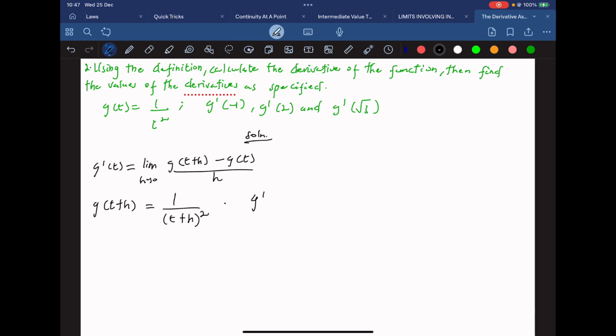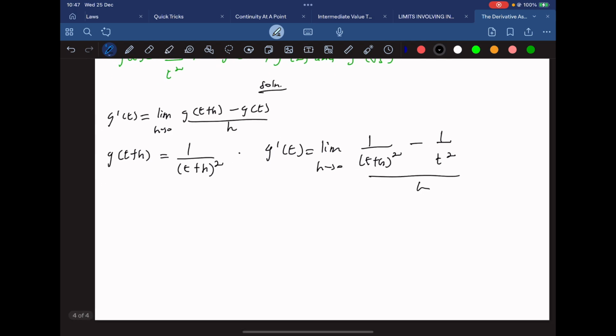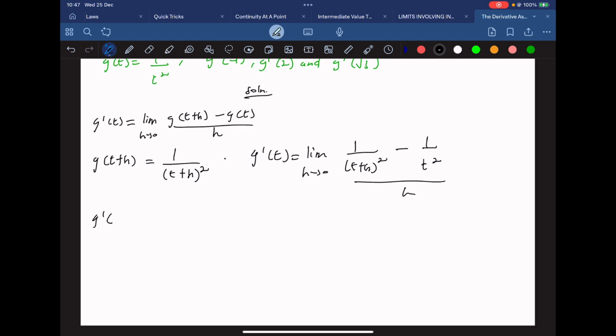So we have g prime of t is equal to the limit as h approaches 0. Now we have 1 over t plus h all squared minus our g of t, which is just 1 over t squared, then out of h. The next thing is to simplify your numerator. So for your numerator, you just have to find the LCD. And in this case, the LCD is the two terms, right? We just have to multiply the two terms. So we have this. And if this comes over here to cancel this, we just have t squared left.